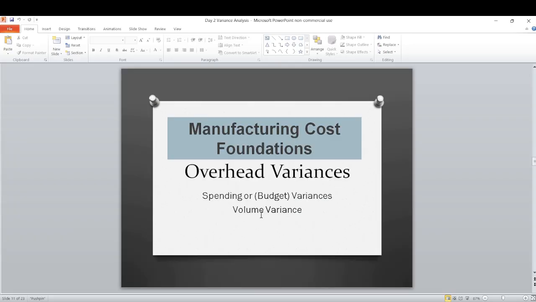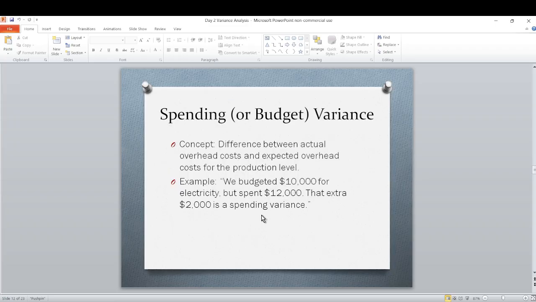Finally, let's talk about overhead. These are the costs that support production but aren't direct materials or labor, like electricity, rent, or factory supervision. There are two main variances here, spending and volume. Spending variance shows whether you spent more or less than expected for overhead costs. Let's say we budgeted $10,000 for electricity but spent $12,000. That's a $2,000 unfavorable spending variance.